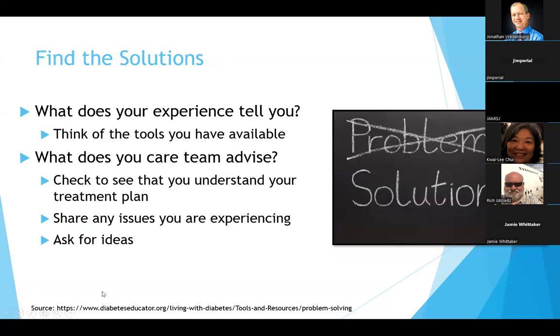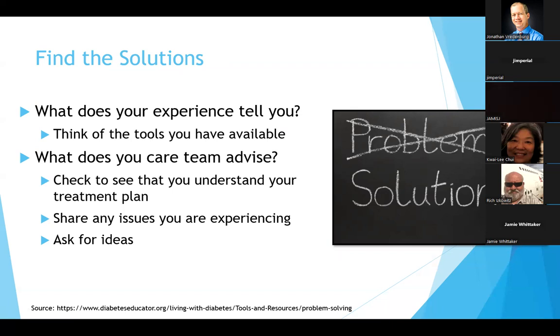And then when we look at the potential solutions, figure out all the tools that you have available. Take a look at what your diabetes care team may have advised as it relates to medication or nutrition. So maybe you're on a specific carbohydrate goal for your meal plan. That will help shape some of your decision making or picking the best solution. Or maybe you can adjust some of your medication. So that's the best solution for you.